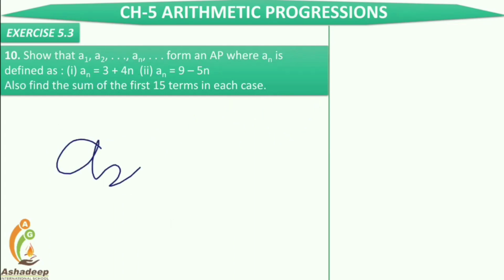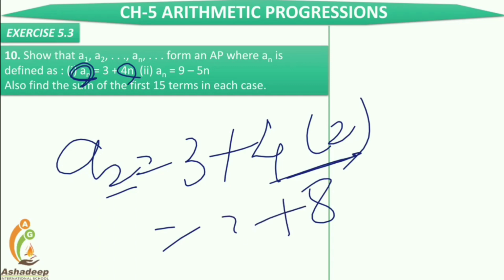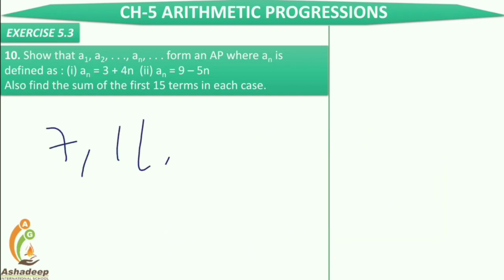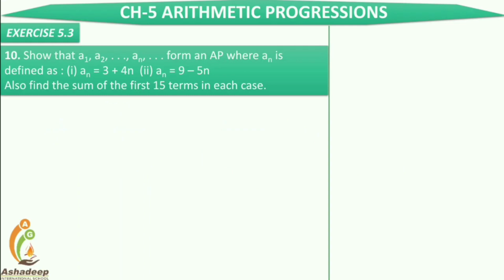If we want to find a2, a2 is 3 plus 4 into n, but instead of n we put 2. So here instead of n we need to put the 2. So 4 twos are 8, and 8 plus 3 is nothing but 11. So we have 7, 11, and then we can get d, the difference. 11 minus 7 is nothing but 4. So 11 plus 4 is 15, plus 4 is 19. So this is the series that we get, right?